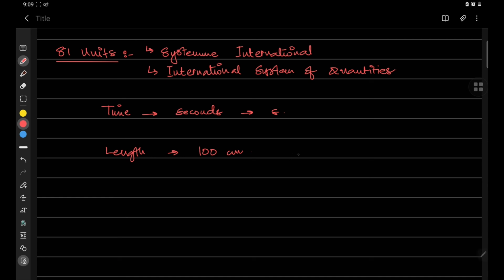Obviously, when we're talking about length, we have kilometers, centimeters, meters, and other similar units that we use, right? But we need to have one thing that everyone knows: okay, this guy means this. All right, so that's basically why we have SI units.